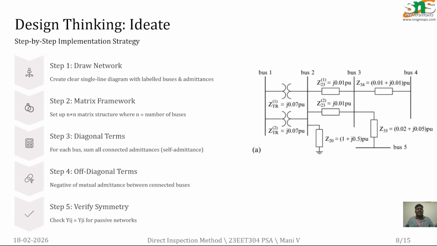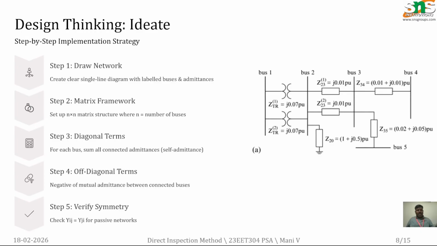At the ideate stage, step number 1, we have to draw the network diagram. Suppose it is given like bus 1, bus 2, bus 3, transformer, generator, load, and so on. From this data we have to draw the network diagram. It should be a single line diagram with all buses, admittances, generators, loads, etc. labeled. So we draw the single line diagram; that is called draw the network. And in step 2, we have to frame the matrix.